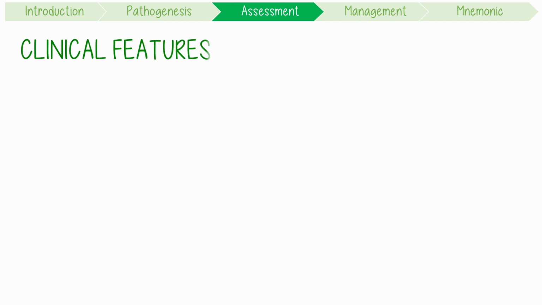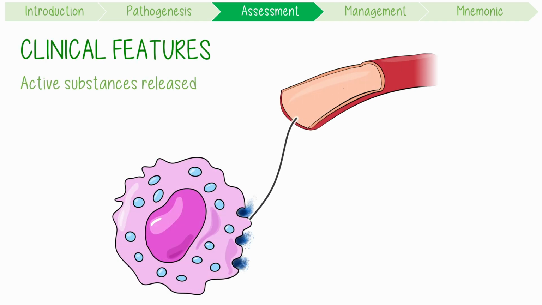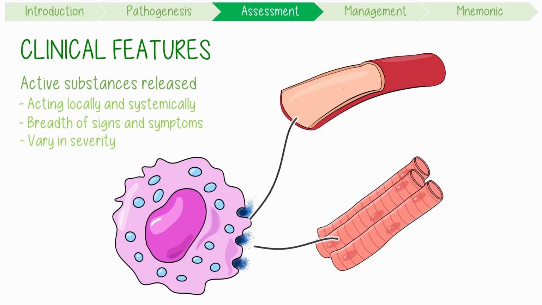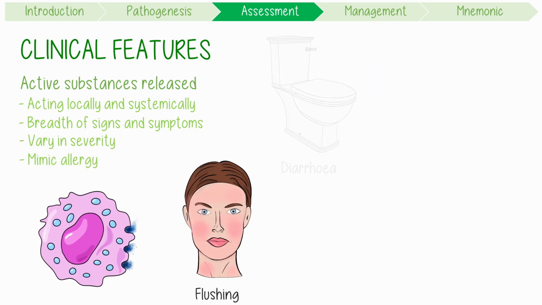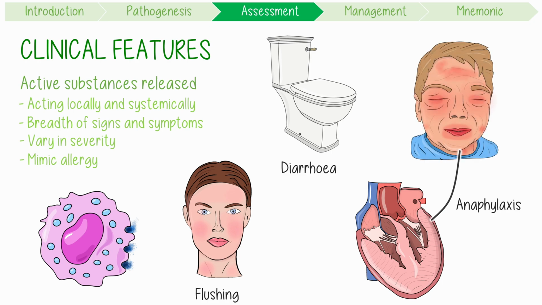Its clinical features are caused by the active substances mast cells make and the local tissue responses to their abnormal infiltration. Because these bioactive molecules can act locally and systemically, a breadth of signs and symptoms occur in both cutaneous and systemic forms. These vary in severity from mild to life-threatening and mimic symptoms of allergy, including intermittent flushing, diarrhea, crampy abdominal pain, and vascular collapse from recurrent, severe anaphylactic episodes.